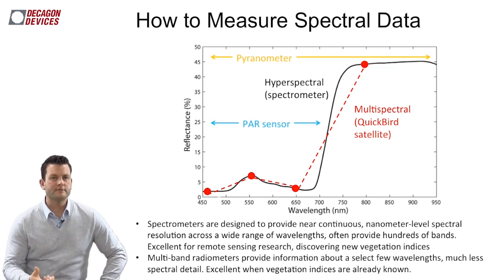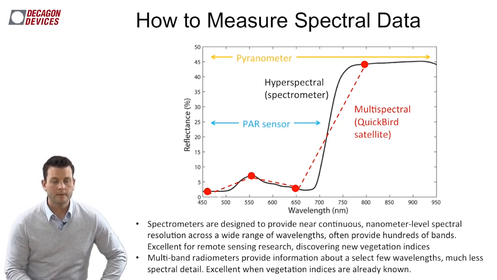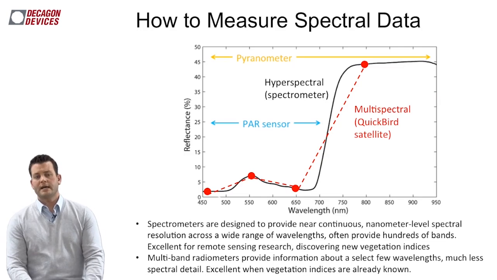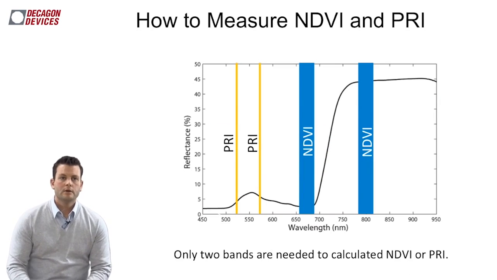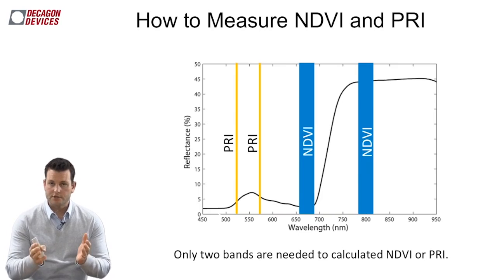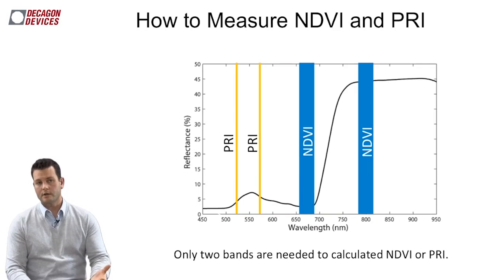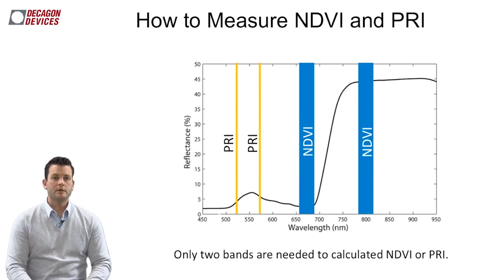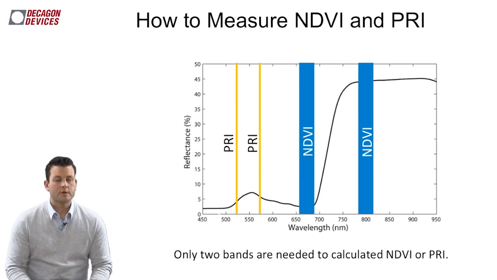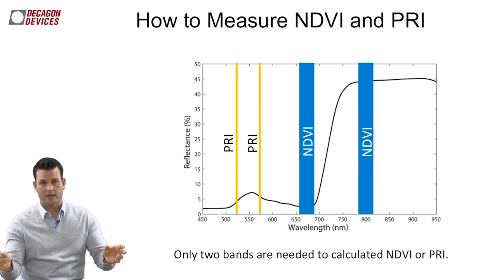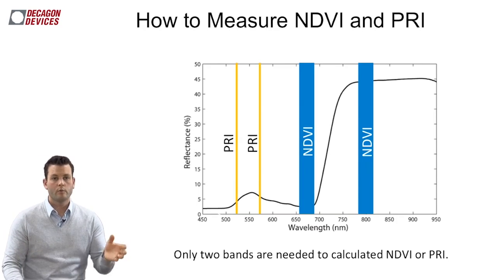So oftentimes, what kind of data we want, what kind of instrument we need, is going to be driven by what the research objectives are. Everything we've talked about today has to do with NDVI and PRI. So if our objectives are just to measure those for the specific applications that I've gone over today, then certainly a full spectrometer is going to be overkill. In this case, we can probably just use a multi-band radiometer, either to measure the PRI or the NDVI, or to measure both simultaneously. We only need 4 bands.